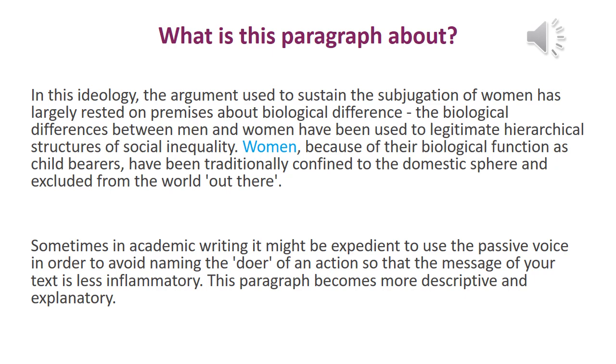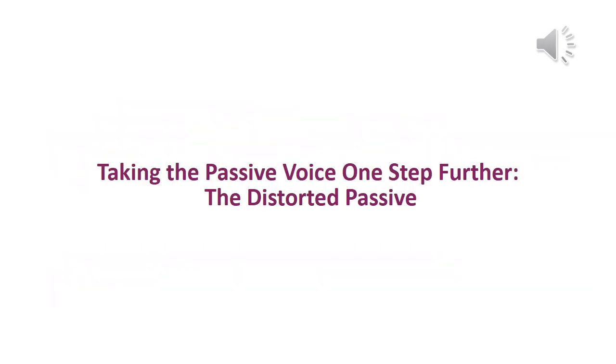Sometimes in academic writing it might be expedient to use the passive voice in order to avoid naming the doer of the action, so that the message of your text is less inflammatory. This paragraph becomes more descriptive and explanatory. Taking the passive voice one step further, the distorted passive.